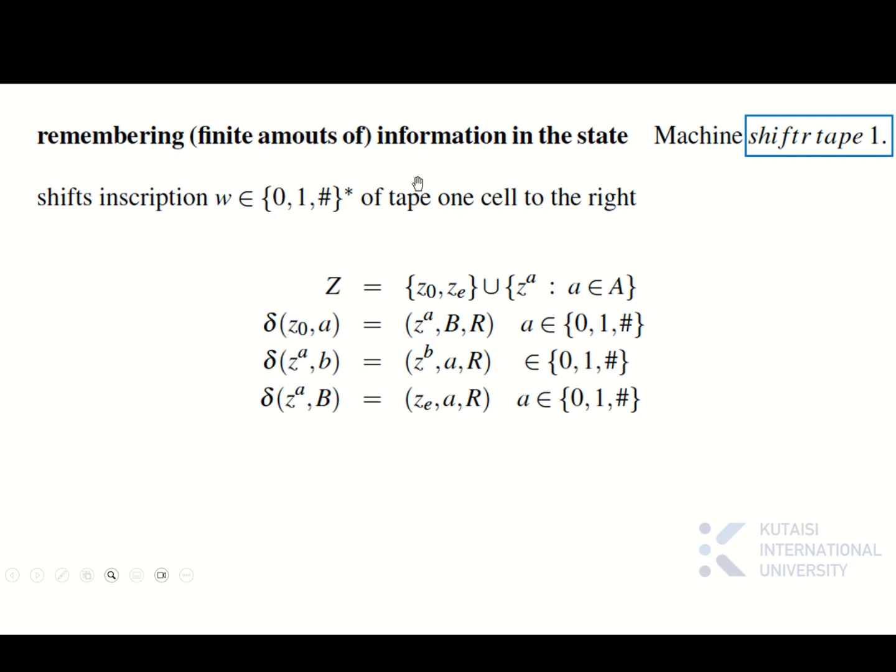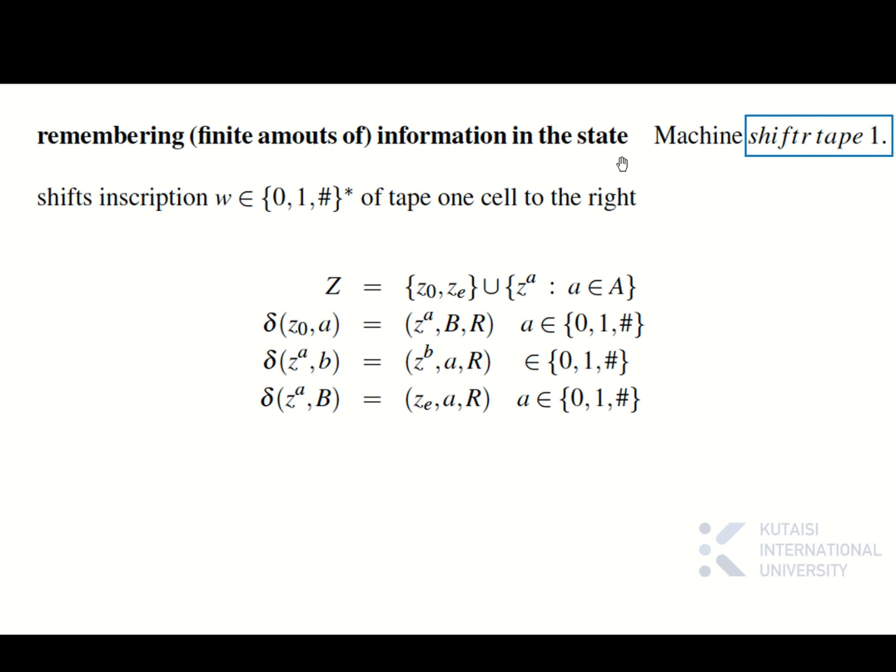So this is actually very important. You do this until you reach the blank, and when you reach blank in state CA, you write A and go to the accepting state. And the most important takeaway here is that you can remember a finite amount of information in the states. Because you can only have a finite number of states, you cannot have infinitely many states. So you can always remember finite information in your states.